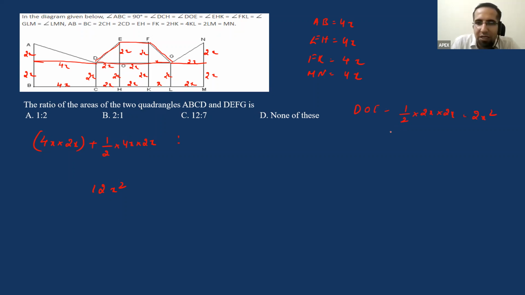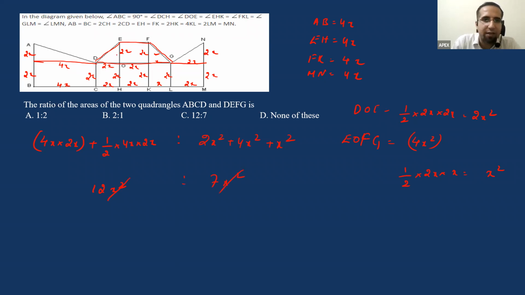What is FG? The triangle representing this part. Now EOFG, this part is 2x, 2x, 2x, 2x. That is a square, that becomes again 4x square. Clear? And this last part is equal to half into 2x into x, that is equal to x square. So the other triangle will be 2x square plus 4x square plus x square, which will give you 7x square.